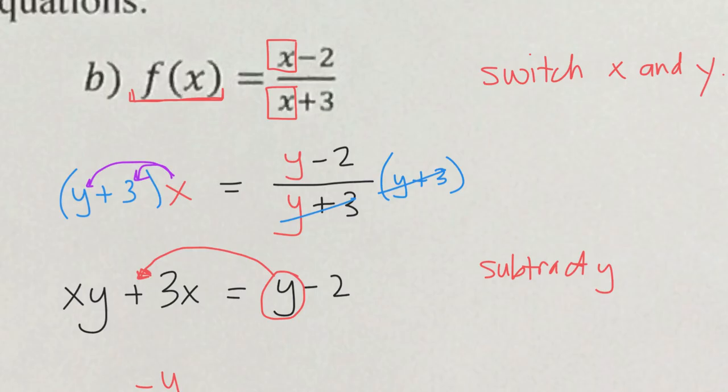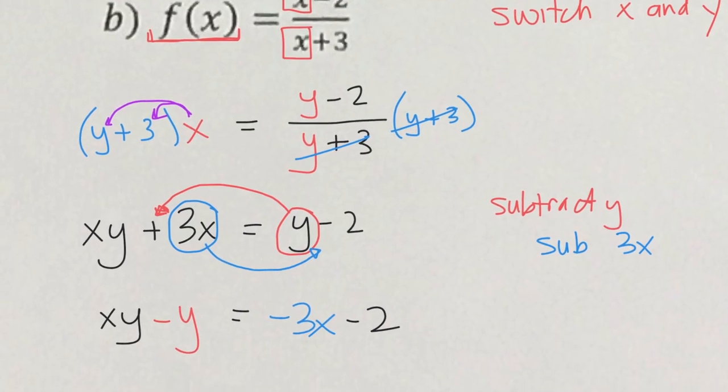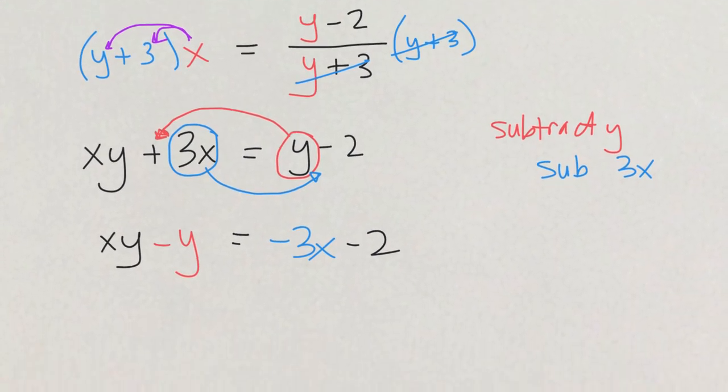And at the same time, I'm going to move my 3x to the opposite side. Okay? Because I only want y's on one side and everything else on the other. So not only am I going to subtract my y, I'm going to also subtract 3x. So now it's a negative 3x on the right side of my equation, and everything else stays like it was. So I have x times y minus y equals minus 3x minus 2.